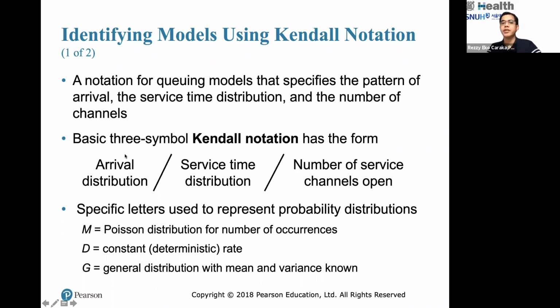In Kendall's notation, we have three symbols, three pieces of information: first, the arrival distribution; second, the service time distribution; and third, the number of service channels open. We have this type of information in the Kendall notation, similar to my first slide. Specific letters are used to represent probability distributions. Here M is the Poisson distribution, D is the constant deterministic rate, and G is the general distribution with mean and variance known. So we have to know the mean and variance of our data before we can set it.